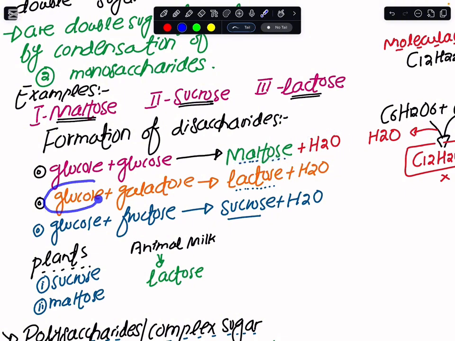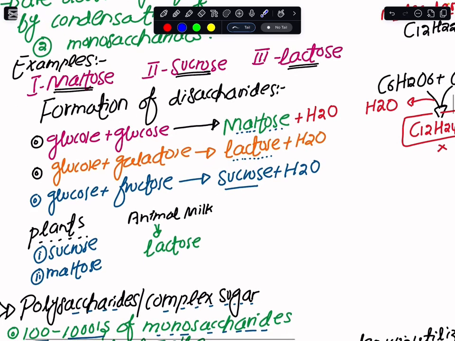If I have glucose and I combine it with galactose, this is one monosaccharide, this is the second monosaccharide. When linked together, we make lactose out of it, and along with that there is elimination, or removal, of the water molecule. And if I have to make sucrose, then one monosaccharide I take is glucose, the other I take is fructose. When they are condensed together, I end up making sucrose out of it.